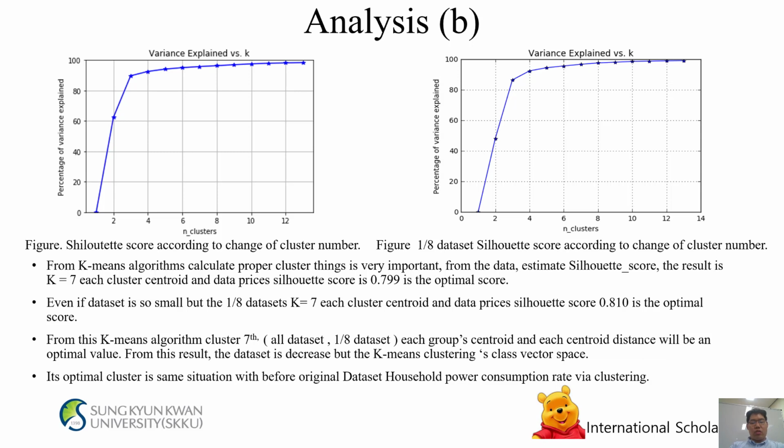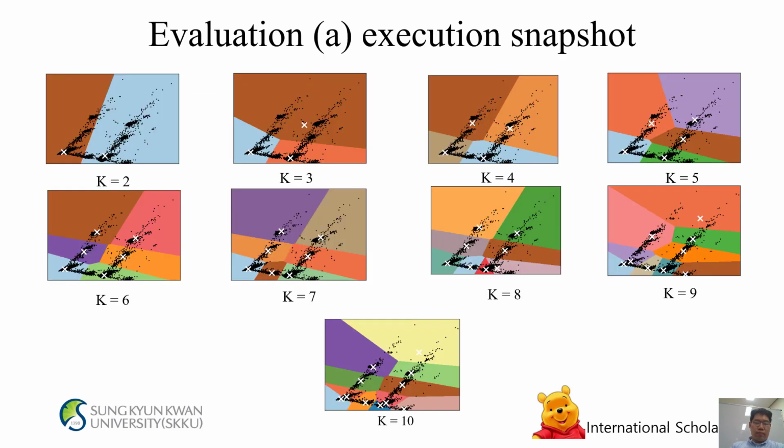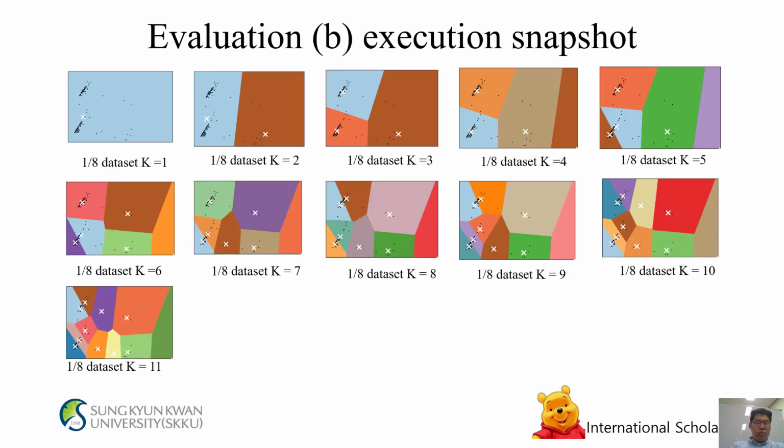From this result, the dataset decreases, but the k-means clustering in vector space has its optimal cluster in the same situation as before. Original dataset, household power consumption rate via clustering. This is the evaluation for the execution A snapshot: k equals 2 snapshot, third, fourth, fifth, sixth, seventh, eighth, ninth, and tenth results. The k equals 7 result is the optimal result for this experiment.